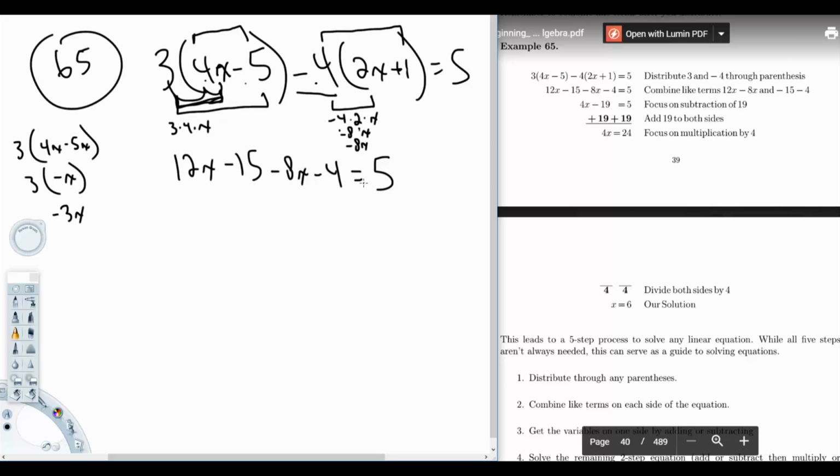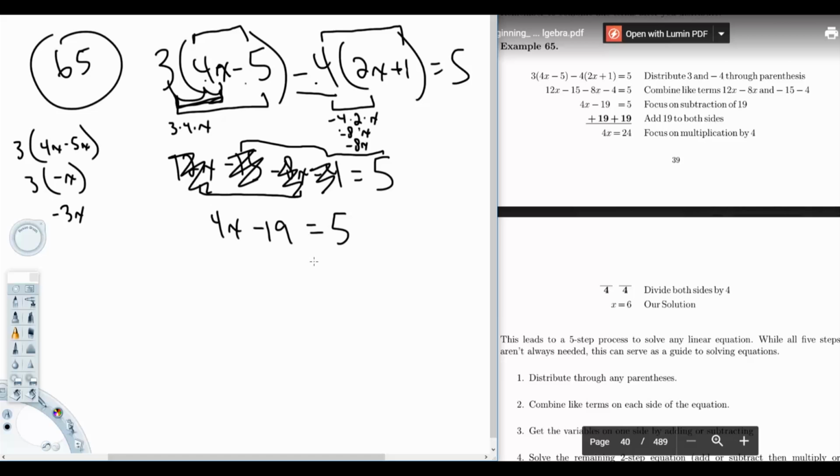That was the killer. If you got here, you're going to be okay the rest of the way, because then we just combine like terms. The like terms in this case are 12x and minus 8x, and the other like terms are minus 15, minus 4, and 5. 12x minus 8x equals 4x. Minus 15 minus 4 equals minus 19. We go to the other side of the equation and just drop the 5.